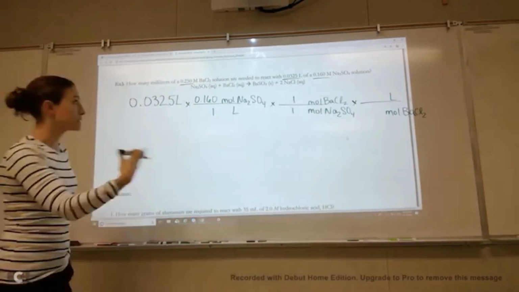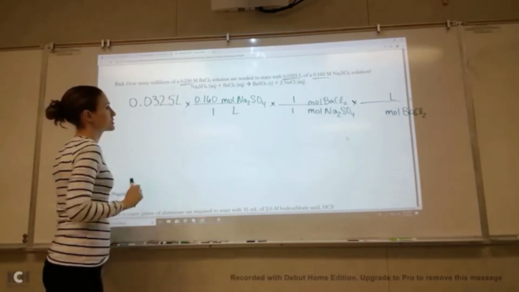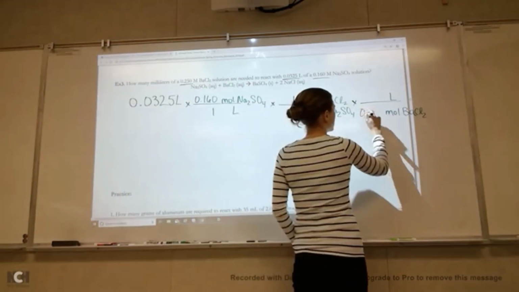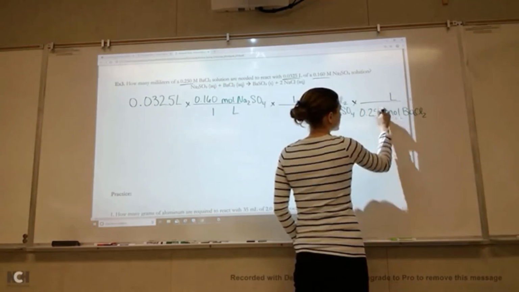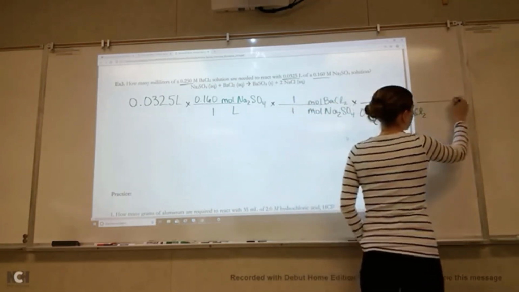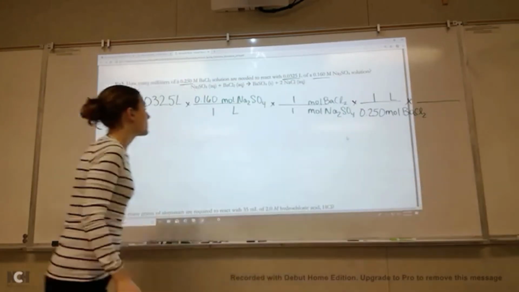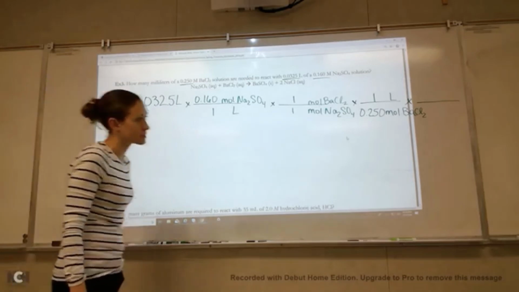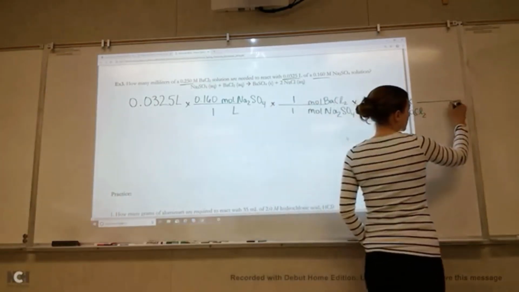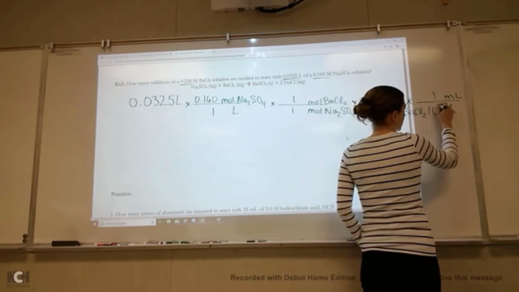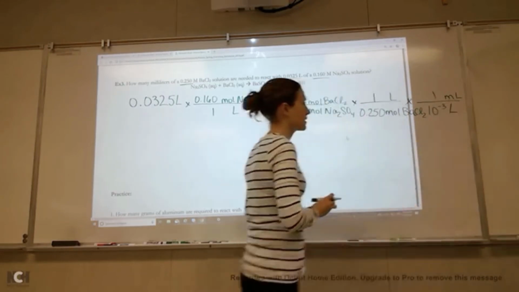So I'm going to put moles of barium chloride on bottom and liters up top. Whenever you have moles per liter, you can use your concentration. So I know my concentration of barium chloride is 0.250 moles for every 1 liter. I'm going to do one last step. I'm kind of running out of space. I need one more step, however, because it asks for milliliters and I'm currently in liters. So I'm going to put liters on bottom, milliliters on top. 1 milliliter is 10 to the negative third liters.